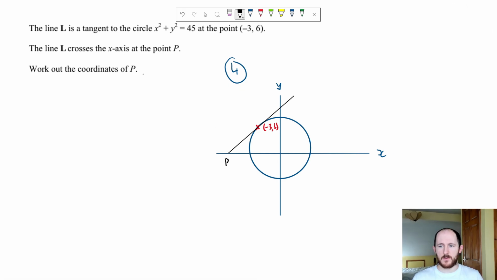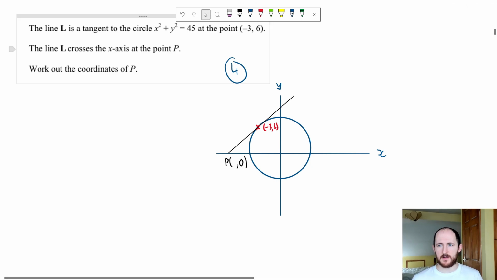We need to work out the coordinates of P. Well, we already know what the y-coordinate is going to be. If it crosses the x-axis, it means the y-coordinate is indeed 0. So we already know one part of that, and that's perfect. That's the first thing I would do, and that's part of the problem solving.